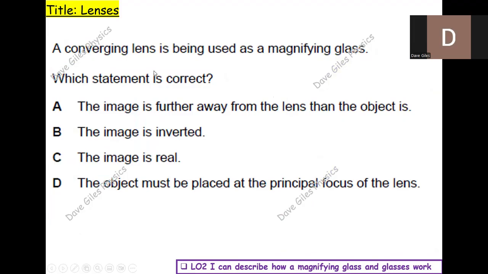So quick exam question. A converging lens is being used as a magnifying glass. Which statement is correct? It's that the image is further away from the lens than the object is.